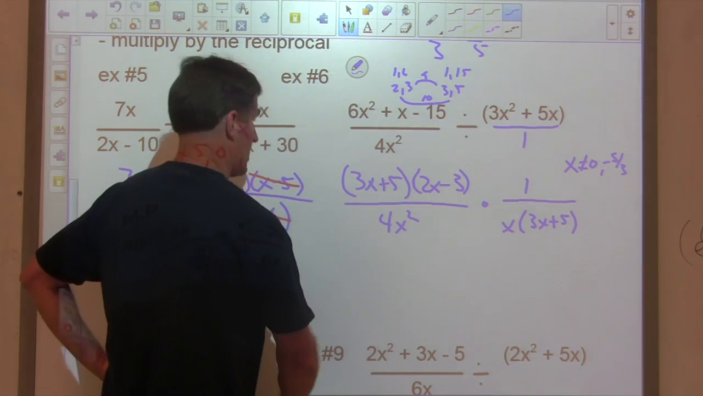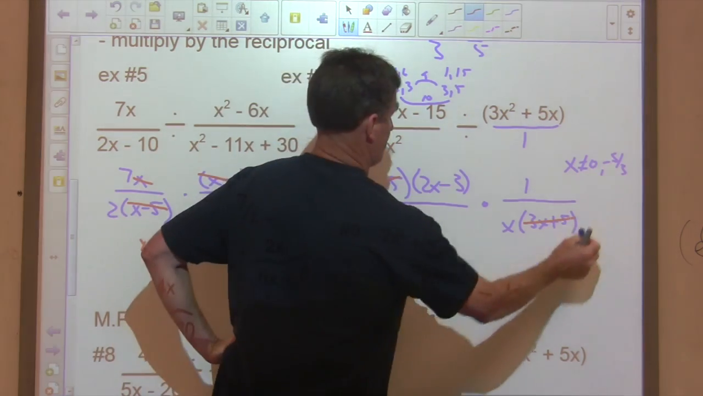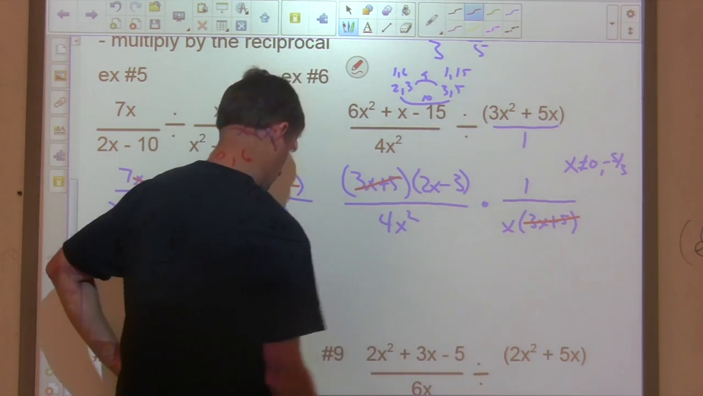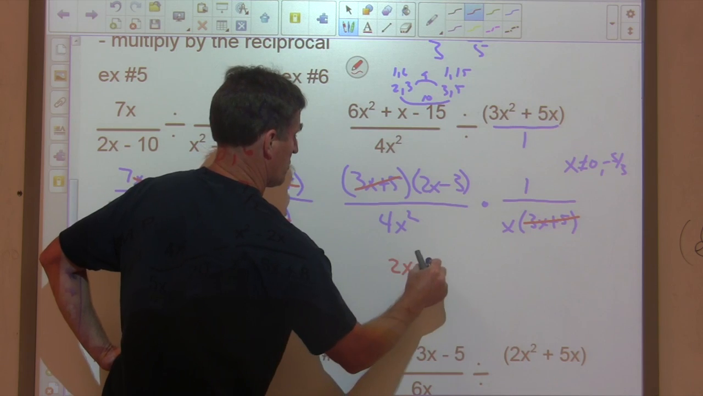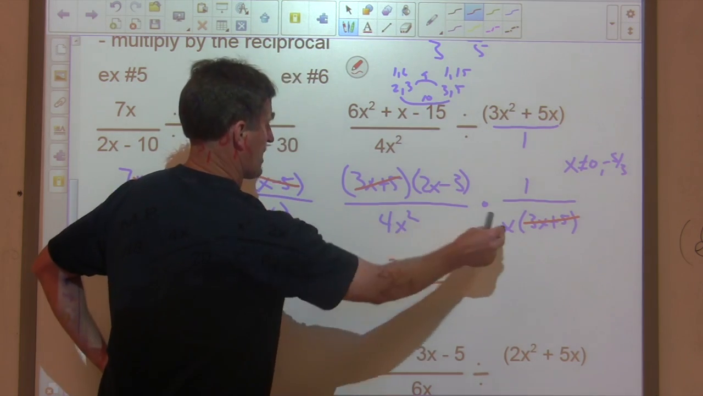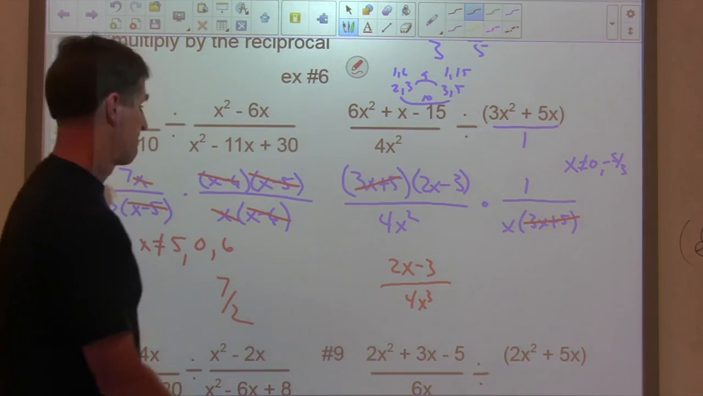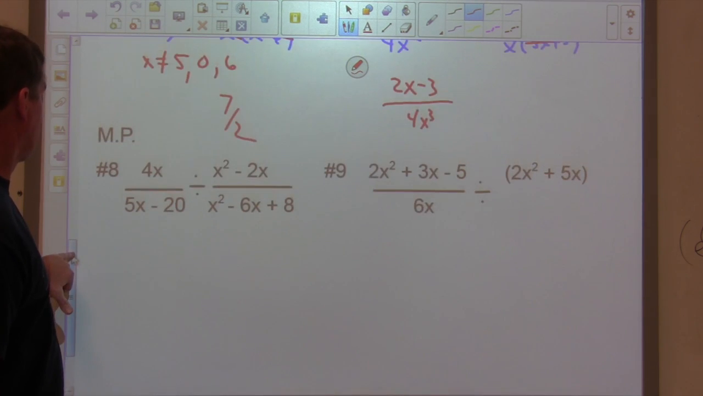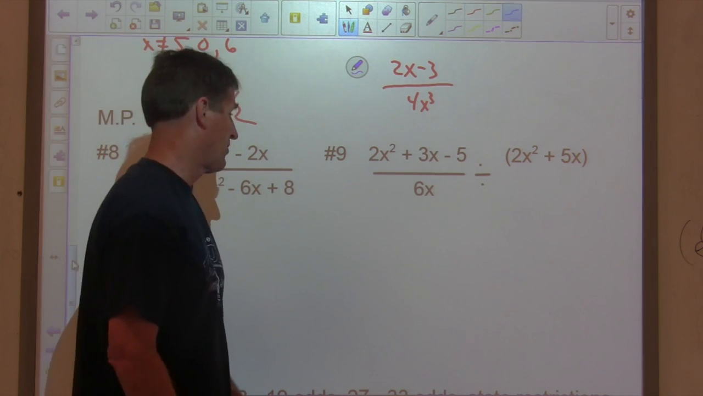Okay? Like factors, just start here. I have a 3x plus 5. I have a 2x minus 3, no 2x minus 3s, and a 1, so that's it. And so I'm left with on top, 2x minus 3 times 1 is 2x minus 3. And 4x squared times x would be 4x cubed. All right? So now, try these two again. Pause the video, try them, and then come back and check and see how you did.